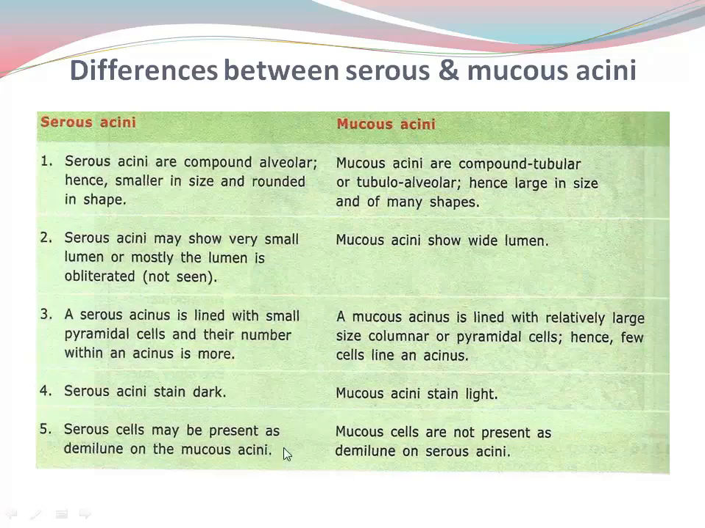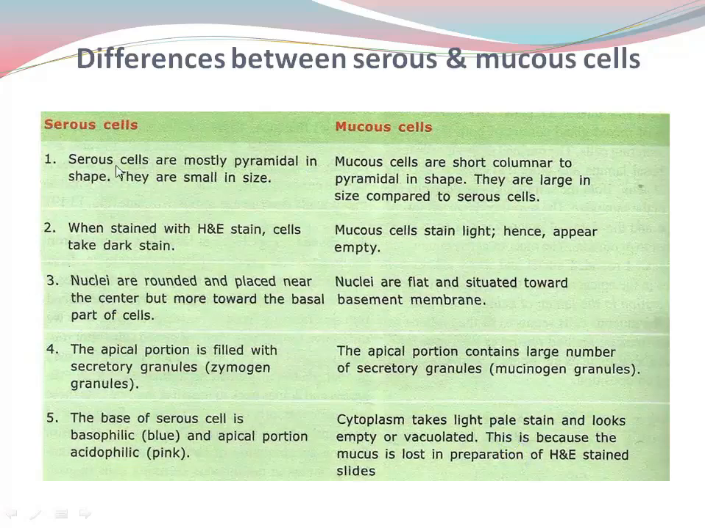The serous cells may be present as demilunes on the mucous acini. In the earlier slide we have seen that mixed type of gland. You will find some serous cells located on the periphery of mucous acini, whereas you will not see any such mucous cells present around the serous acini. Here, serous cells are mostly pyramidal in shape. They are small in size. Mucous cells are short, columnar to pyramidal in shape. They are large in size compared to the serous cells. Continuously mucus secretion is needed, and so the size is larger.